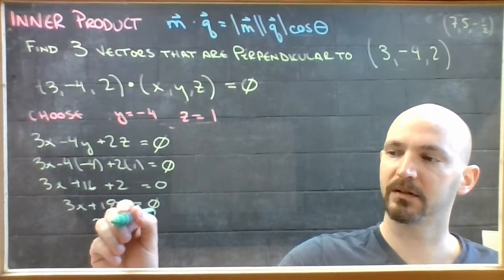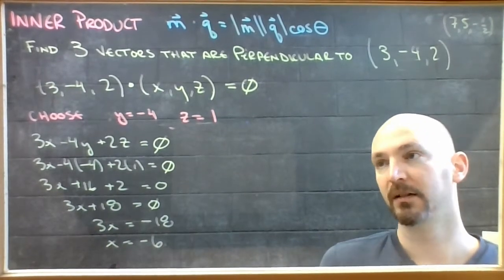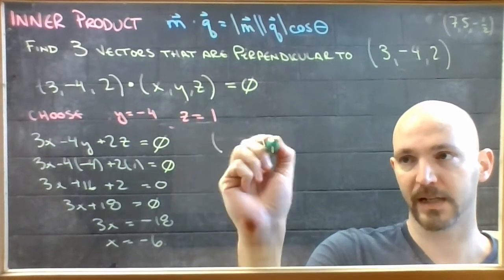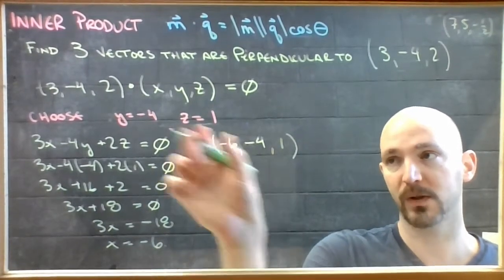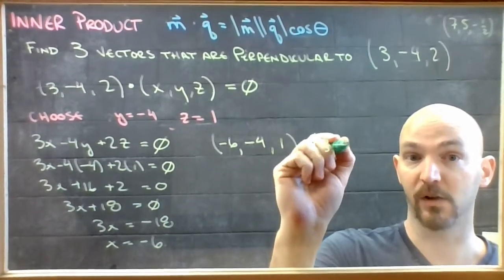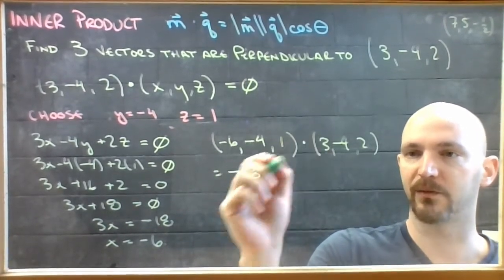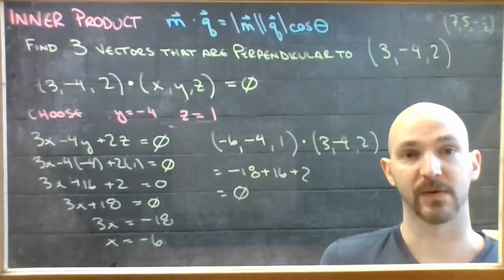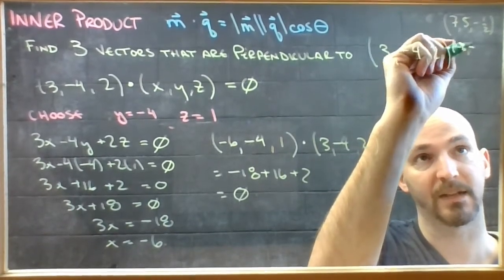Kick that over. Divide by 3, x is negative 6. So if I pick a vector that has a negative 4 for the y and a 1 for the z, I just calculated that putting a negative 6 here will force that vector to be perpendicular to this one. And if I check it, which is always a good habit, negative 6 times 3 is negative 18. Negative 4 times negative 4 is plus 16. 1 times 2 is 2, and indeed, those add up to 0. So here's another one: negative 6, negative 4, 1.